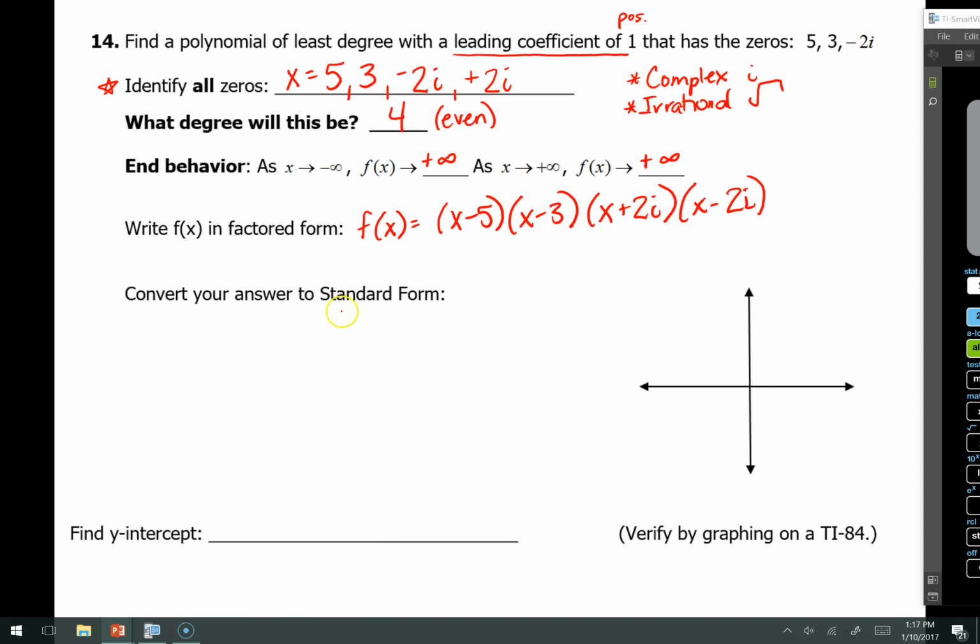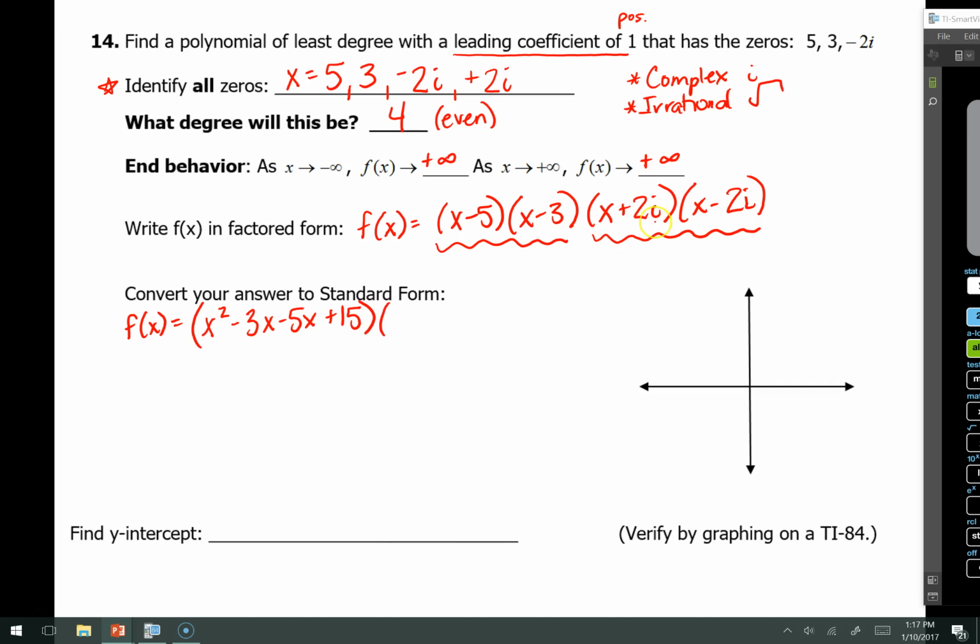To convert the answer to standard form, we need to do some distributing, some FOILing. I'm going to combine these first 2 by multiplying, and I'm also going to combine these second 2 by multiplying in this next step. So I've got f of x is equal to, and I'm going to FOIL these first 2 together first. x minus 5 times x minus 3. That gives me x squared minus 3x minus 5x plus 15.